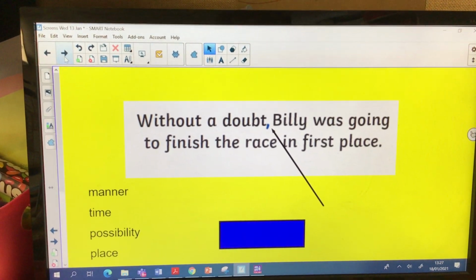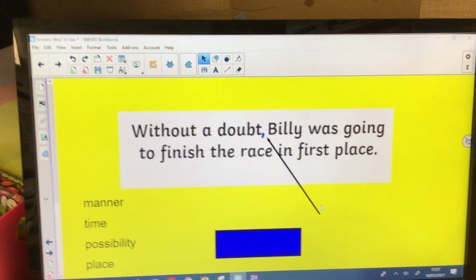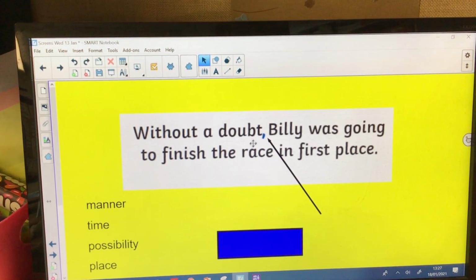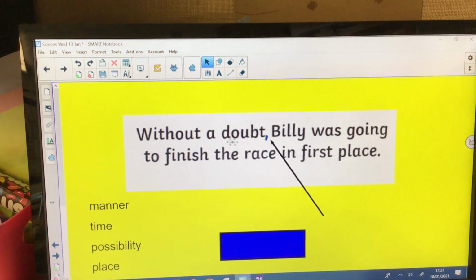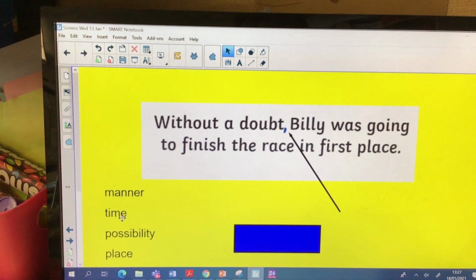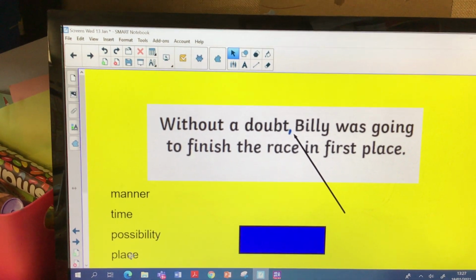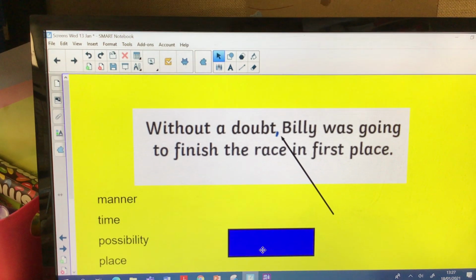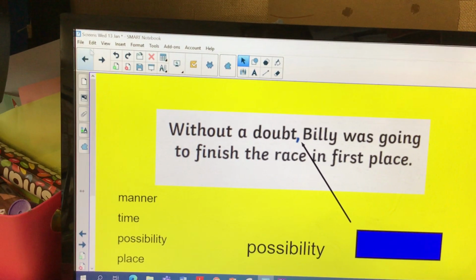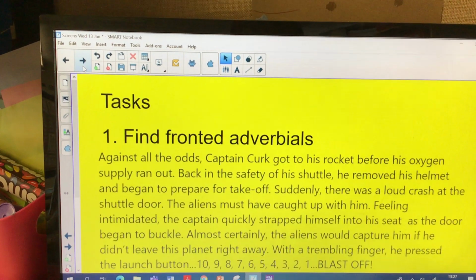What about this one? Without a doubt, Billy was going to finish the race in first place. There's our comma after the fronted adverbial. Okay, which one is it? Is it telling us the manner, the time, the possibility, or the place? Have a think. Yes, it's the possibility. Let's have a look at the next one.